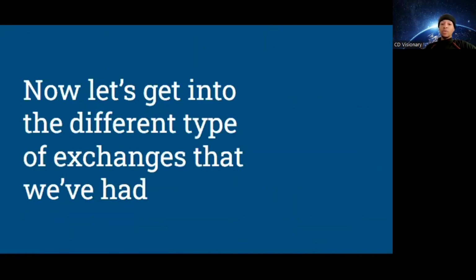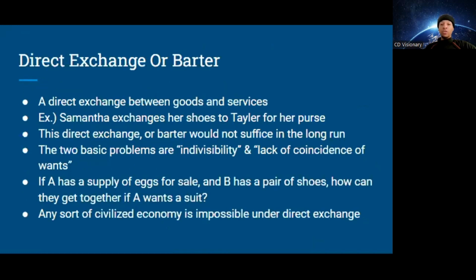Now let's get into the different types of exchanges that we had. So first up, we've got direct exchange or barter, a direct exchange between goods and services. For example, Samantha exchanges her shoes to Taylor for her purse. This direct exchange or barter will not suffice in the long run. I'll tell you why. The two basic problems are indivisibility and lack of coincidence of wants.